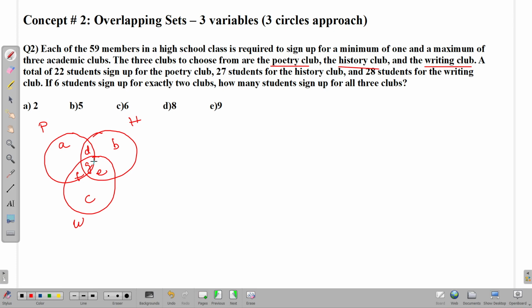Maximum of 3 and minimum of 1. Minimum of 1 means A or B or C. Maximum of 3 means G, and the 2 is D, E, and F. Okay. So the people who are in D have P and H. In E, they have H and C. In F, they have P and C. Okay.